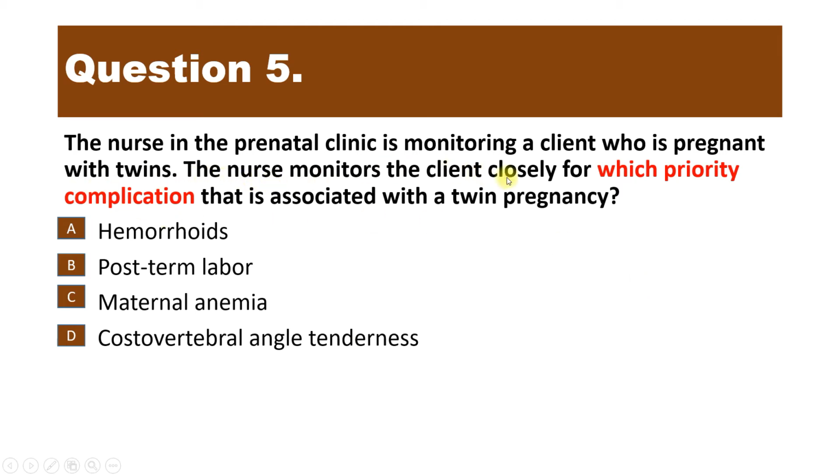The nurse monitors the client closely for which priority complication that is associated with a twin pregnancy. So whatever they are going to give us are complications, but they are looking for the most serious complication. So which is the most serious complication here? Hemorrhoids, post-term labor, maternal anemia, costovertebral angle tenderness. Okay guys, what is your answer? Write down your answer. We are on question 5, guys.